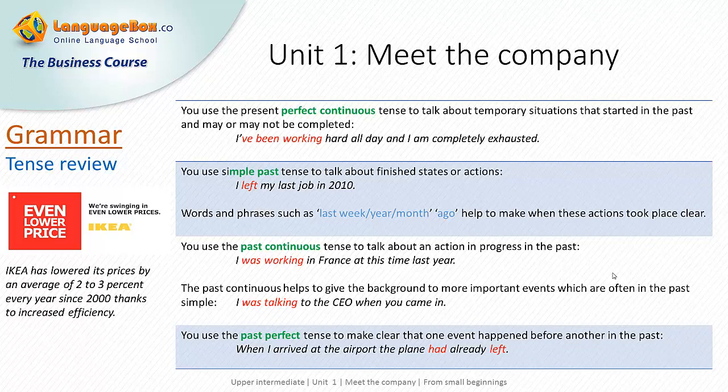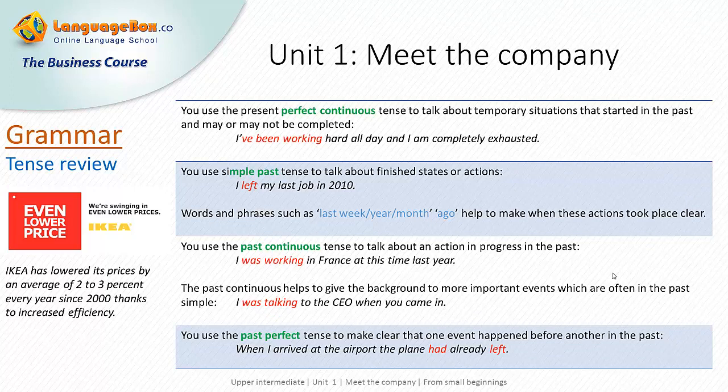And we can also use past continuous to give us some background information about more important events, which are often in the past simple. So we often see sentences with past continuous and the past simple together in the one sentence. Like in this example here. I was talking to the CEO when you came in. I was writing the report when the phone rang. To give background information about when an important event happened.